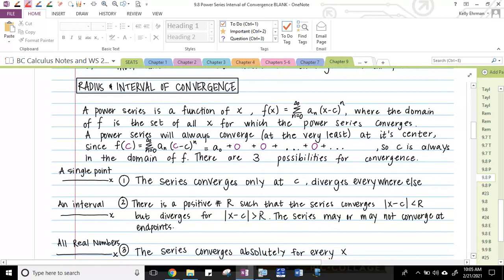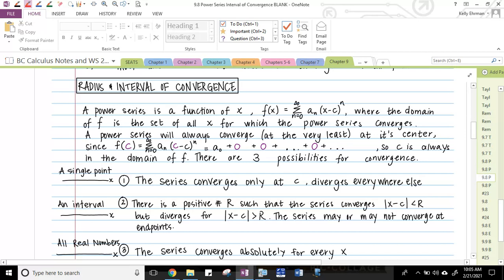Since a power series is a function of x, you'll have some setup that says some function f of x is equal to the sum from 0 to infinity of some setup for a power series, where the domain of f is the set of all x for which the power series converges. So that's our job today, to figure out what values of x make this converge. We've done this before, just with less complicated functions.